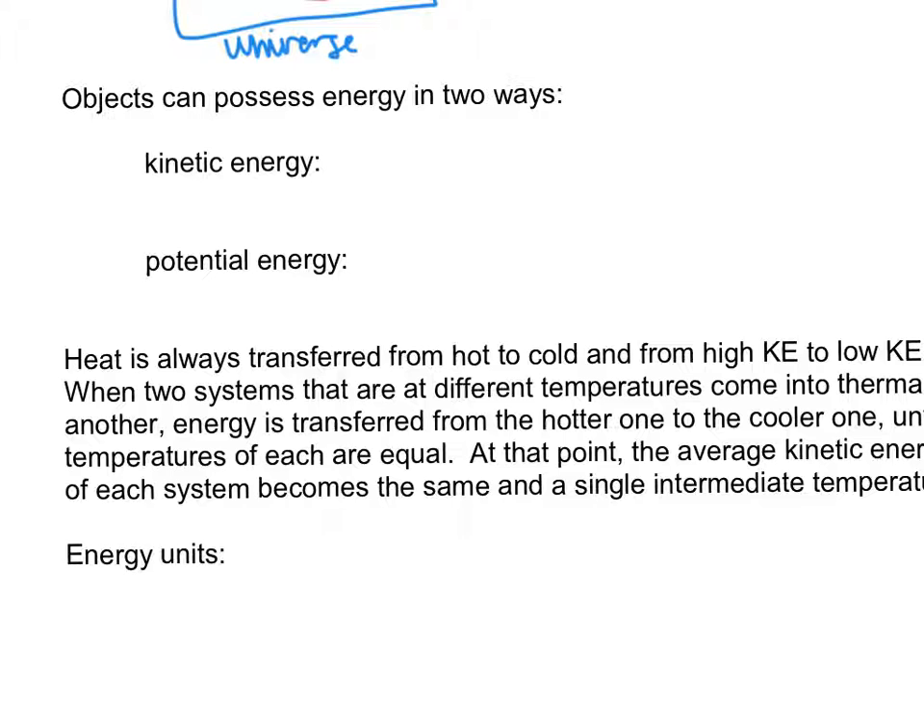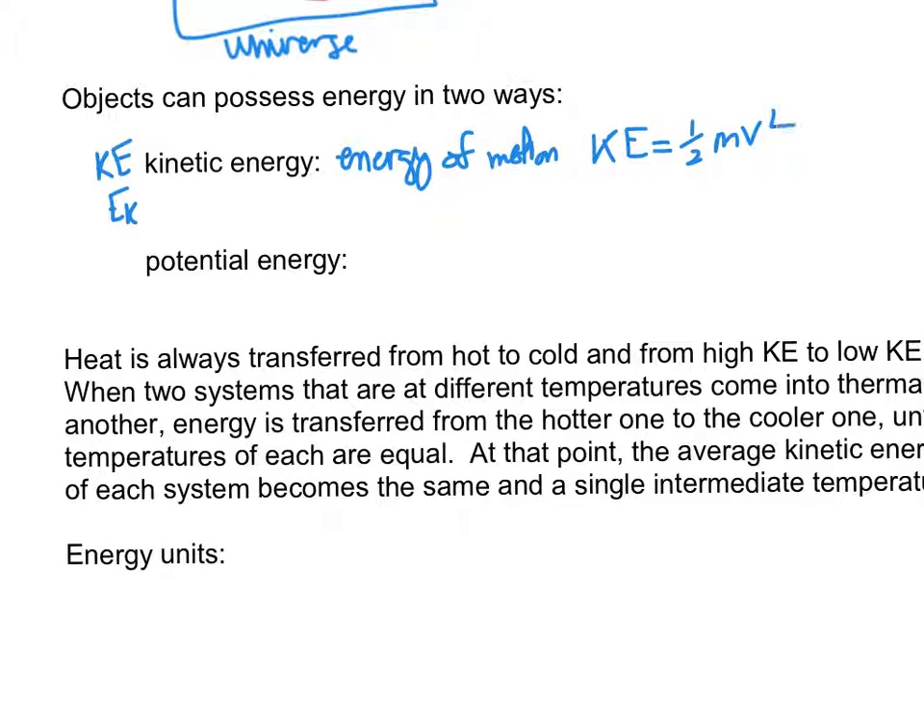So kinetic energy, remember, we typically use KE for it. I've also seen it as E sub K. They both mean kinetic energy. So it is the energy of motion. And if you remember from physical science, or if you've taken physics, kinetic energy is equal to half mv squared. Again, you probably will not be using this equation in this class, but it is helpful to look at it to understand what it means.